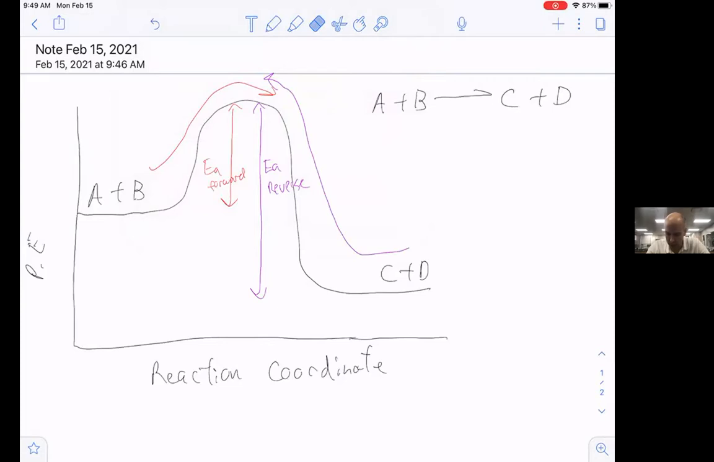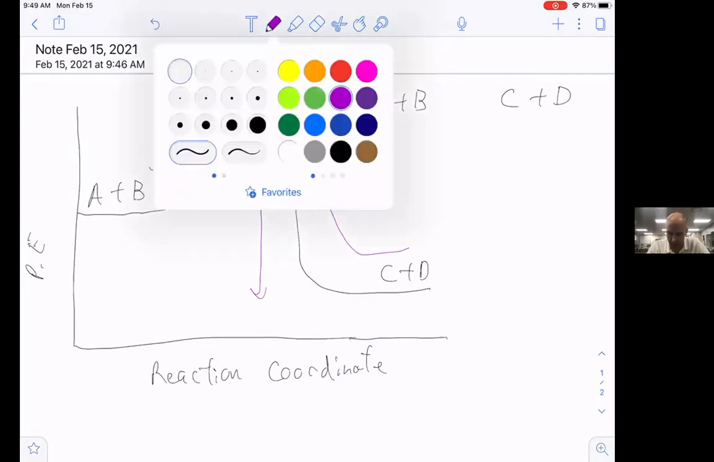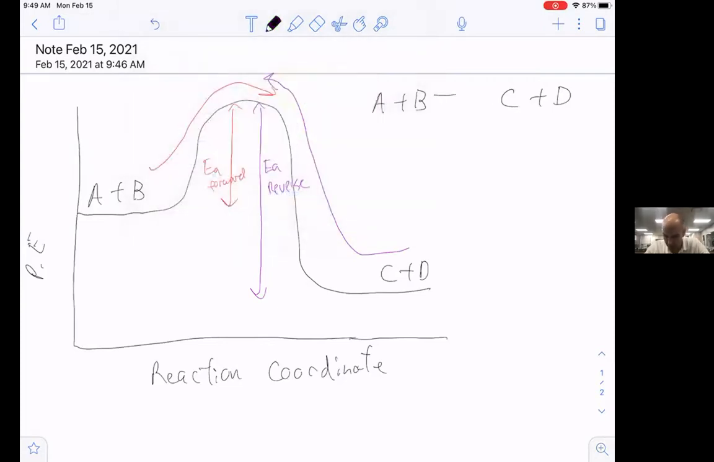Now, sometimes you may see in a textbook or in writing, they will change the length of the arrows to indicate which direction is favored. But not always. Now, if a forward reaction is really, really favored, sometimes they'll just put a single arrow, meaning that the reverse direction may be so difficult for these guys to get over their hill that for all intents and purposes, the reaction goes forward, okay?